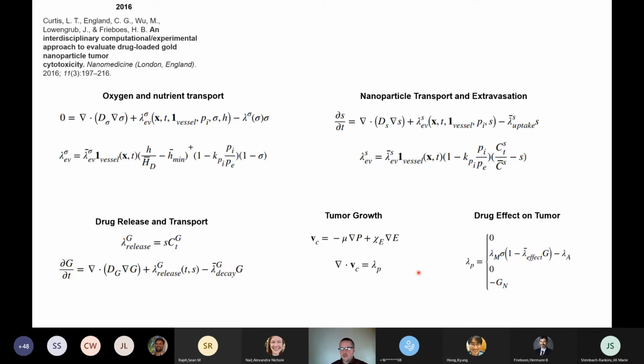Nanoparticle transport is modeled by steady-state diffusion, where the extravasation from the vasculature is concentration-dependent. Drug is then released from nanoparticles and diffused into the surrounding tissue. Tumor growth follows Darcy's law and is associated with the rate of volume change. Drug effect is modeled by including a loss term in the pressure equation, and cisplatin and paclitaxel are both cell cycle dependent drugs, so only the proliferating region of the tumor is affected.